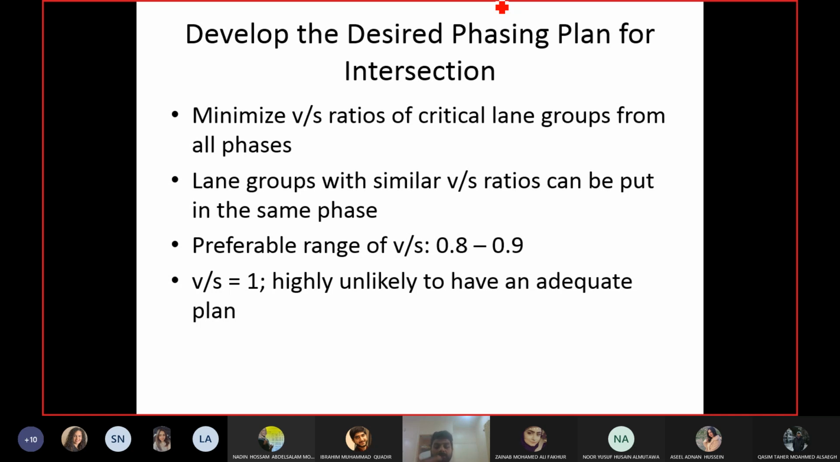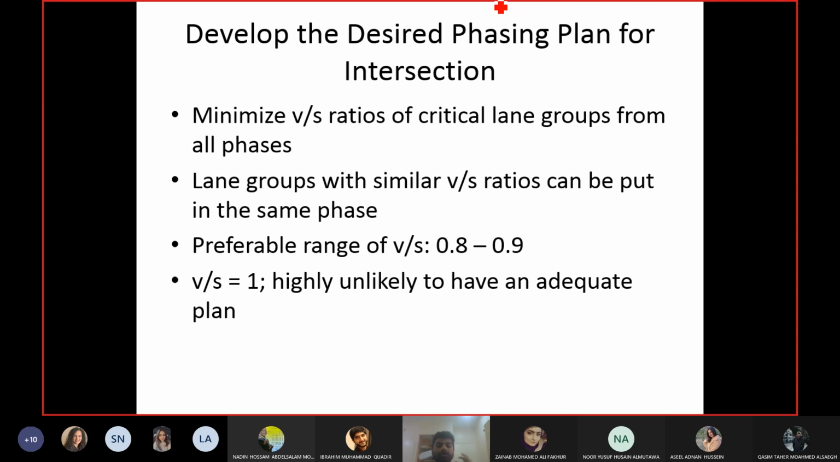Preferable range for summation of V upon S ratio is 0.8 to 0.9. And obviously, if you reach 1, it means what? Volume is exactly equal to saturation flow rate. That means most probably you cannot have any adequate signal timing plan. If summation of V upon S ratios reaches 1, that means you may not have any adequate signal timing plan.